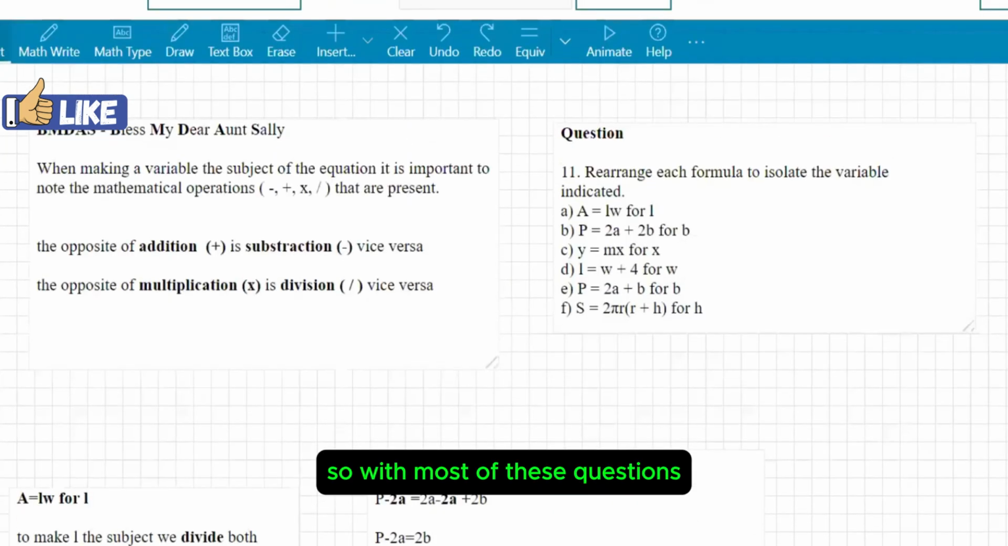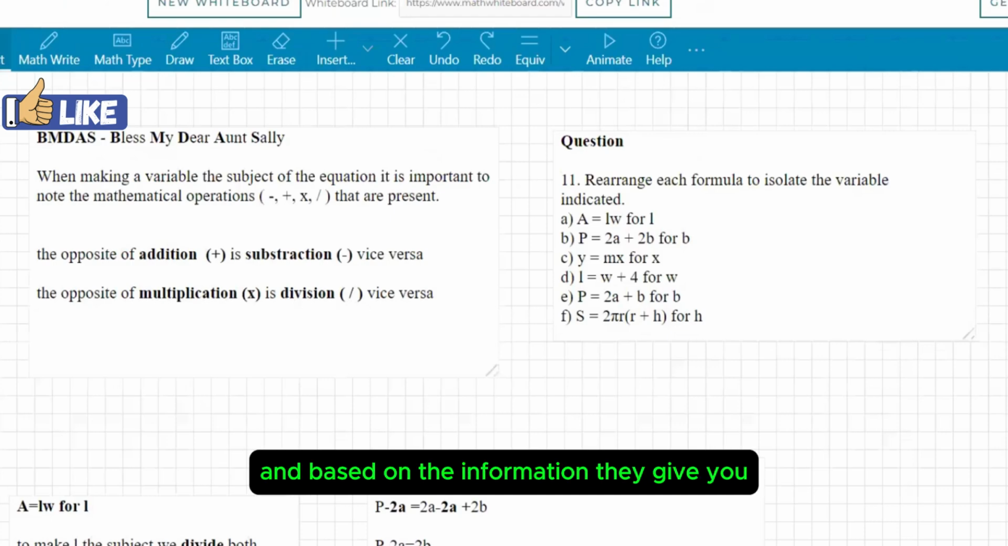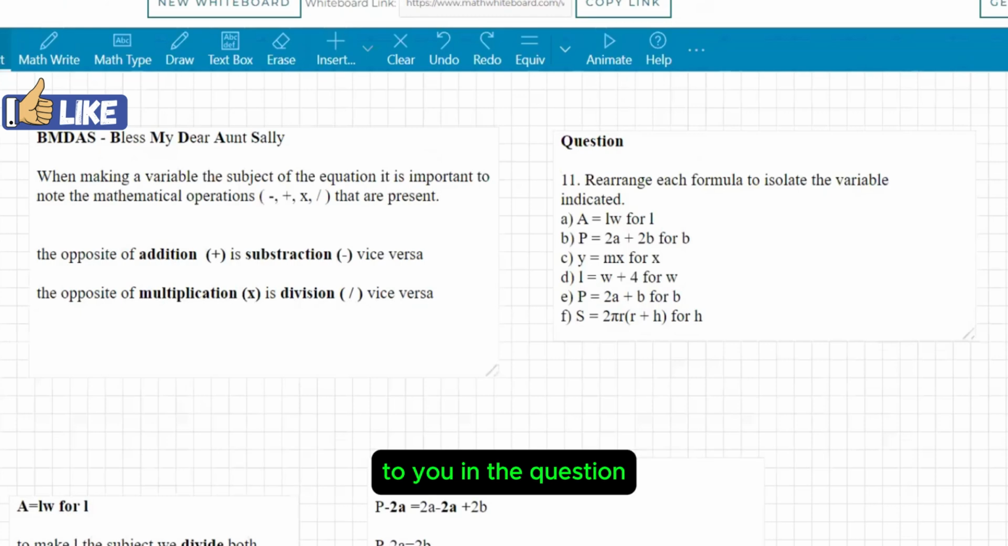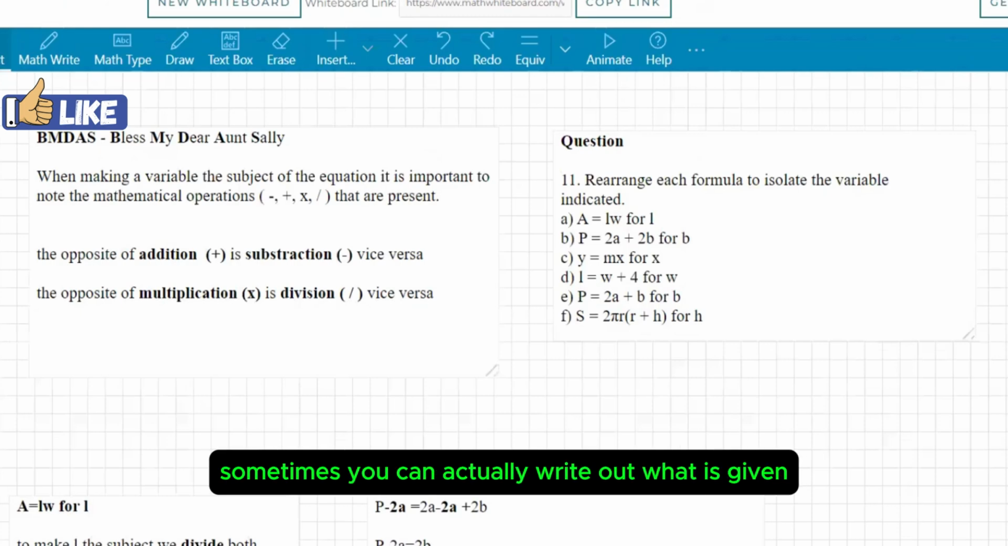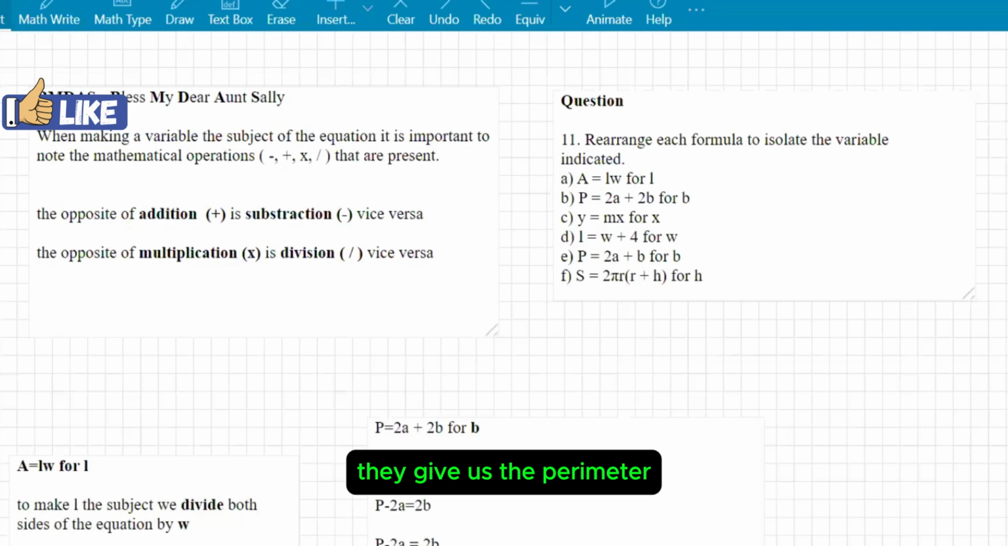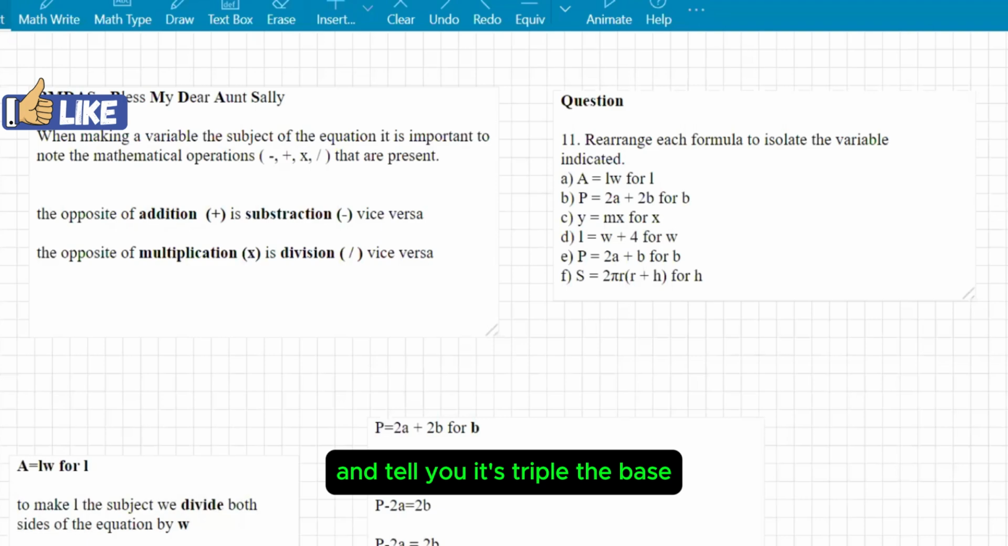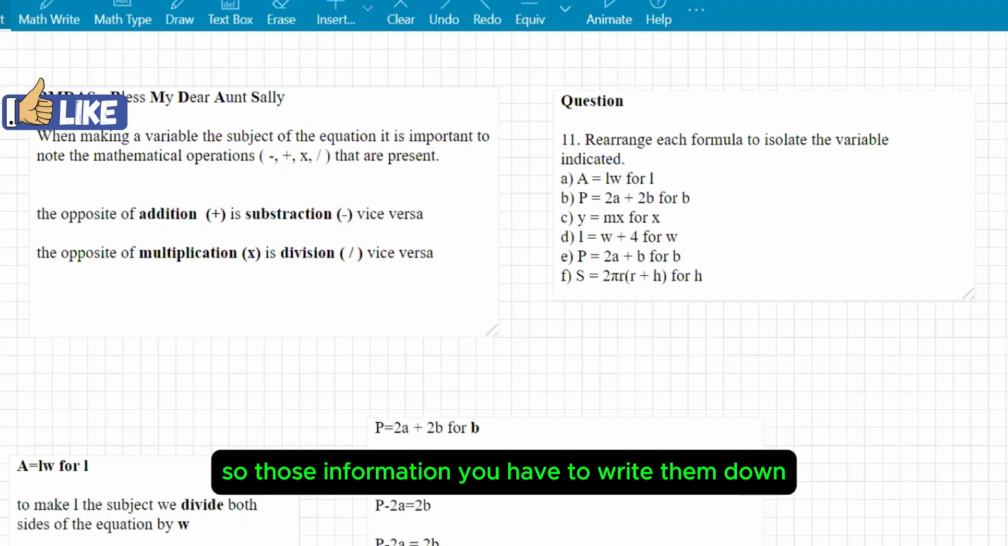So with most of these questions, you just have to look at what information they're giving you, and based on that information, it allows you to find at least one answer. And when you find one answer, then you can find the other answers. So it's always good at first to write out what is given to you in the question. Sometimes you can underline it, sometimes you can actually write out what is given. Like how we look at the fact that, 1, they give us the perimeter. 2, they tell us it's an isosceles triangle, and then you have to recall what you know about isosceles triangles, and then they tell you it's triple the base. So that information you have to write down, and then you go about seeing how best you can solve it.